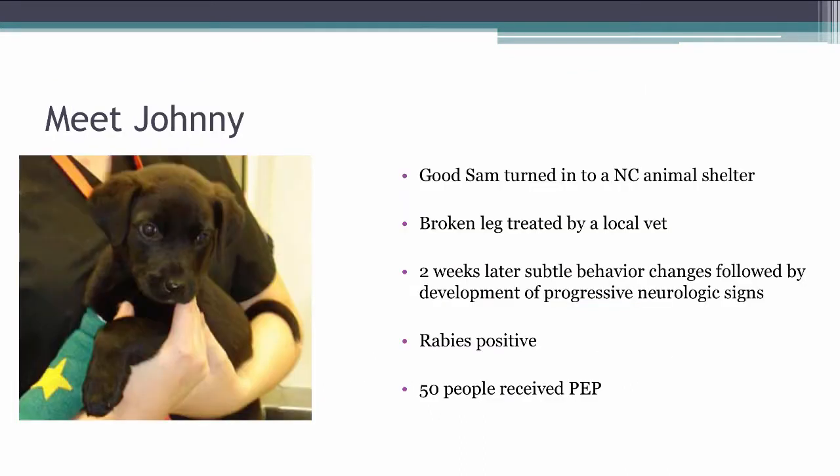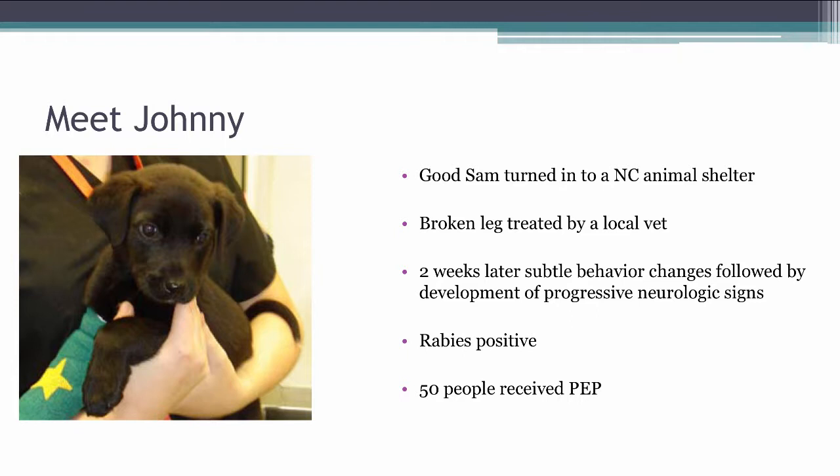So starting with rabies, this is Johnny. Several years ago, Johnny was picked up by a Good Sam. He had a broken leg, and he was taken to a shelter in North Carolina. Anybody here know or remember Johnny? I'm not sure if we have. I know we have some people from North Carolina here. All right, so the shelter worked with local veterinarians, and veterinarian Dr. Bob Whedon volunteered to repair this leg so they could get him adopted, which was great.